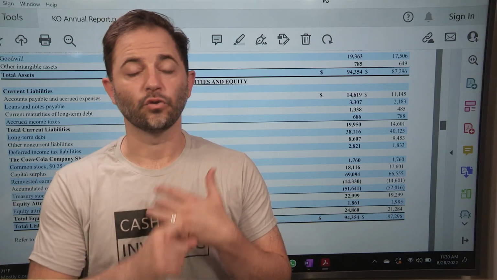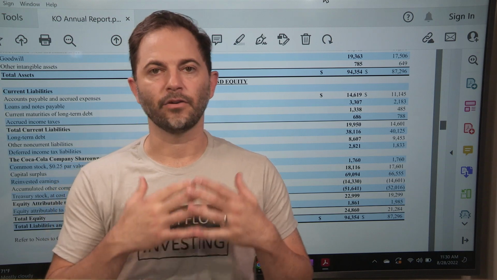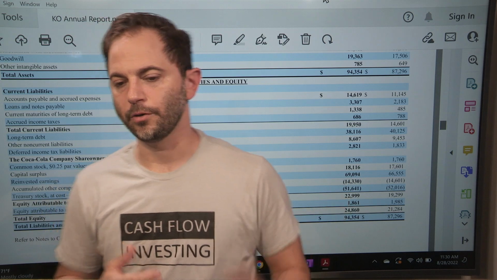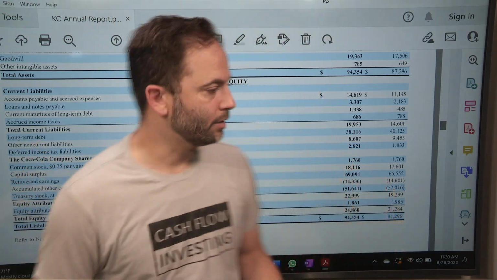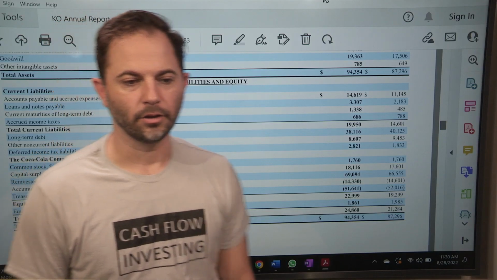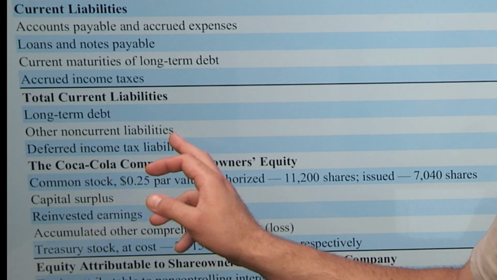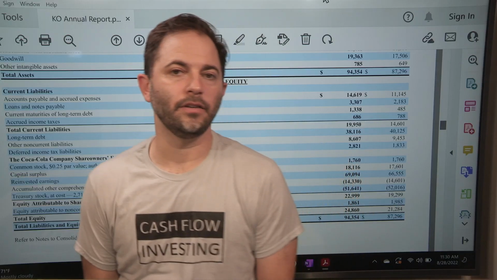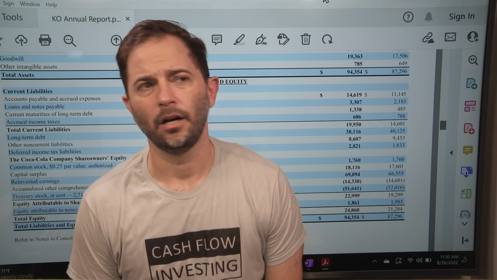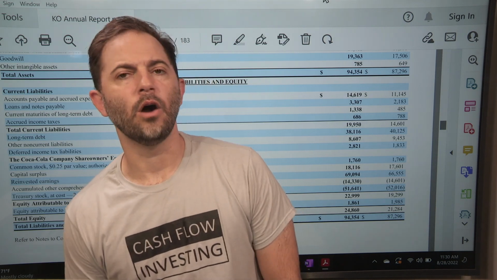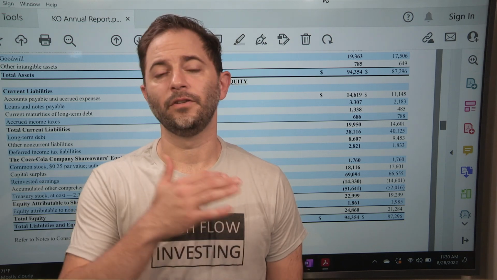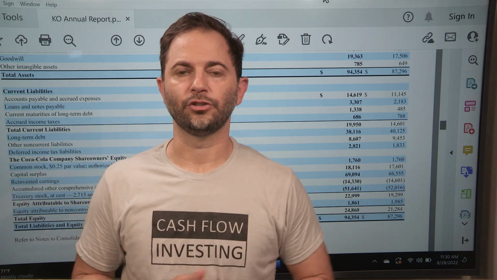Those are notes or bonds that are issued, loans taken out that are due sometime out in the future. For Coca-Cola, let's take a look. $38 billion of long-term debt. Other non-current liabilities, that could be some sort of legal settlement that they owe over a period of time. That could be a warrant or a note or some sort of contract that they've signed on to build a giant building, a long-term construction contract.